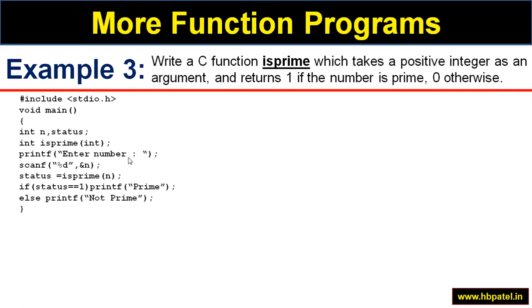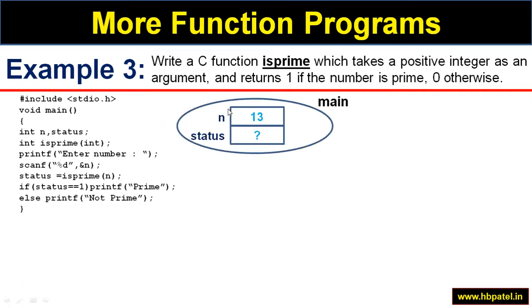So first I'm asking the user to enter the value of n, and then I'm directly calling the function is_prime with n as argument, and that function will return either 0 or 1. So based on the value, if status equals 1, I'll print prime, and if it is not 1, that means 0, I'll print not prime. So again, in main we have two variables, and let's say 13, I want to check 13. I know that 13 is prime, and status is something that we are going to compute later on.